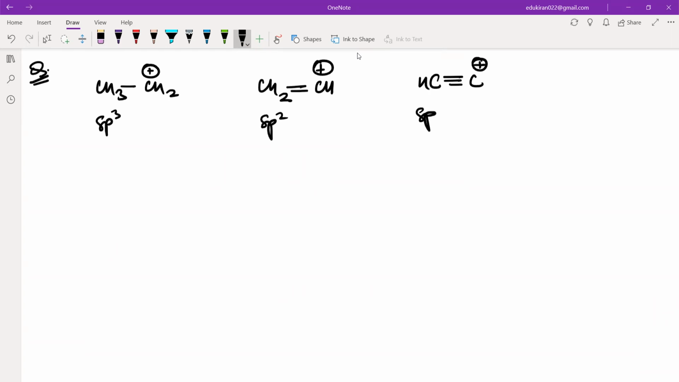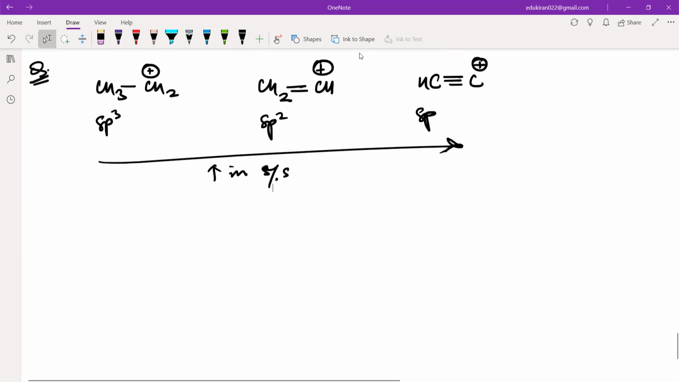Now I can see that there is an increase in the percentage s character, because here we have only s. If I say percentage s character is increasing, that means there is a lowering of p. So if the percentage of s character is increasing, the bonded electrons will be very near to the nucleus because they are in the s subshell, and that is why sp carbon can easily pull the electrons. They can easily pull the electrons, and hence what will happen, this will be most stable, followed by sp2 and followed by sp.